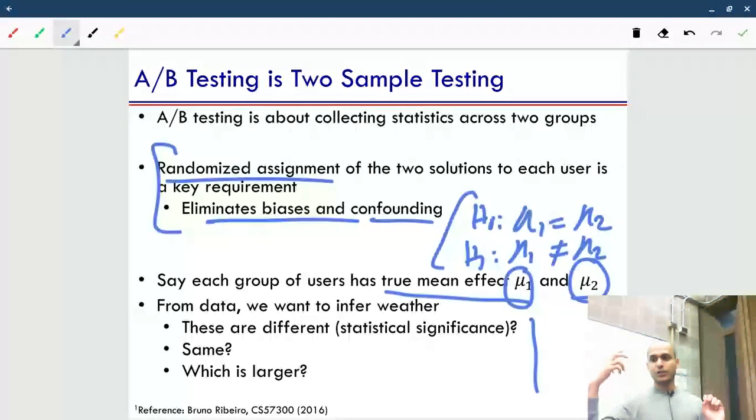You can reject the null that the two effects are the same, in the sense that one of them is greater than the other, or in this case, different from the other. Or you cannot reject the null. It could be the same, okay?